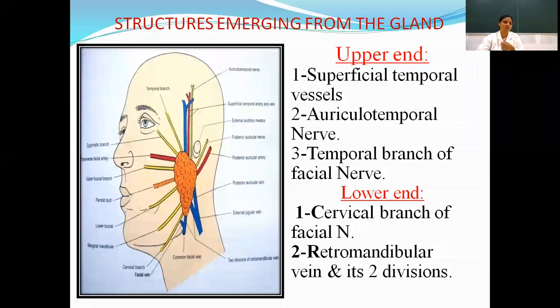So how is the external jugular vein formed? The posterior auricular vein drains from the posterior aspect of the skull, just behind the ear. Then the posterior division of the retromandibular vein. Again, revise: posterior auricular vein and posterior division of the retromandibular vein, both join to form the external jugular vein. So these are the structures we can identify here.